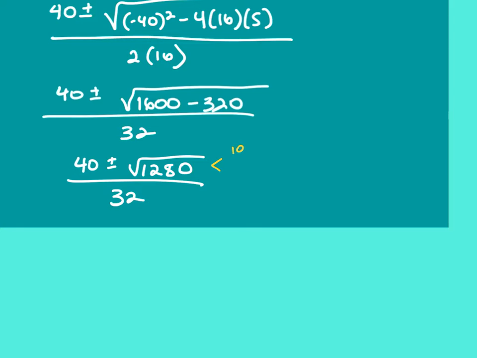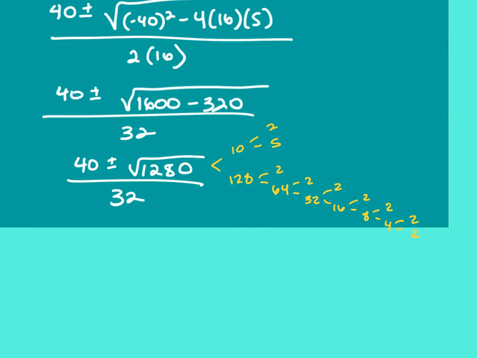I can say 10 and 128. 10 is 2 and 5, 128 is 2 and 64. I can keep going. I could have made that 8 and 8. That's fine. But let's say 2 and 32, 2 and 16, 2 and 8, 2 and 4, 2 and 2.